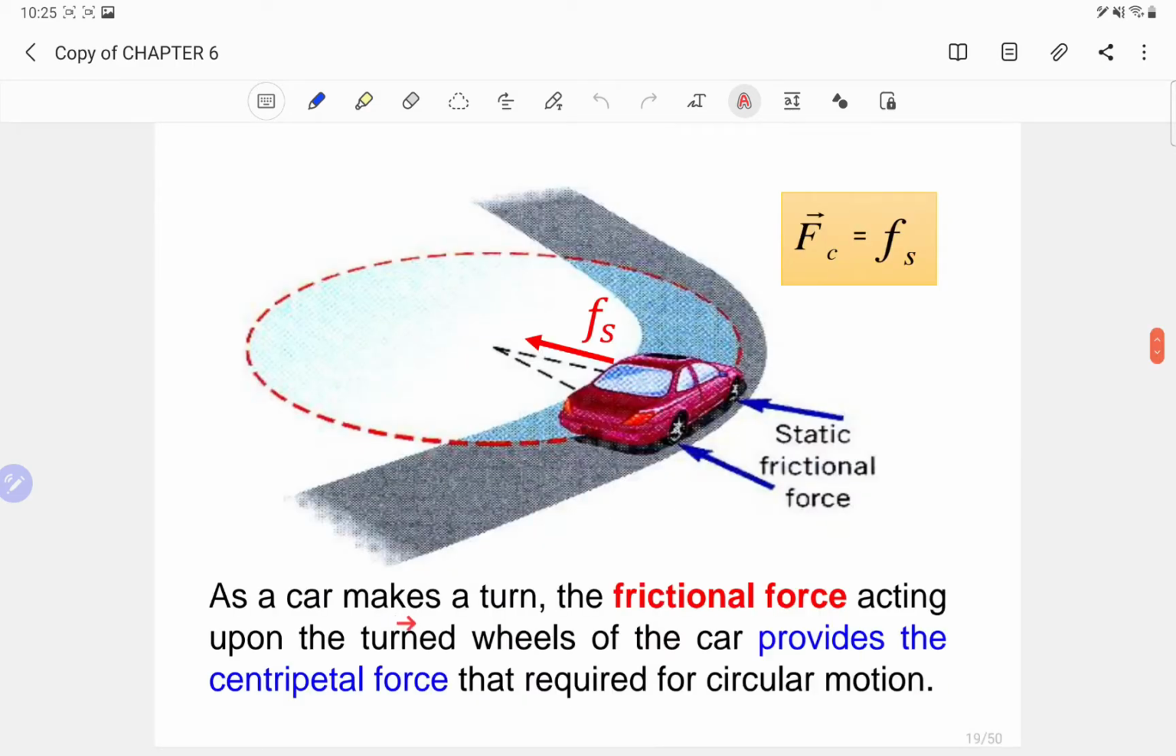Okay, how about a car making a turn? So when this car is trying to make a left turn, there is actually a static frictional force opposing the car to prevent it from moving to the right. Okay, so this static friction, when we move it to the circle, we can see that it is actually in the direction of the center of the circle. So Fc now equals the frictional force.